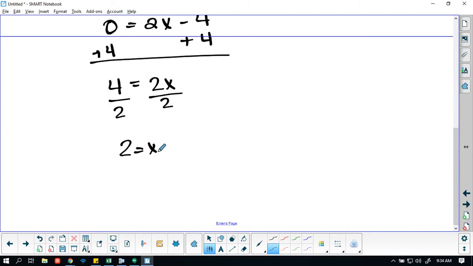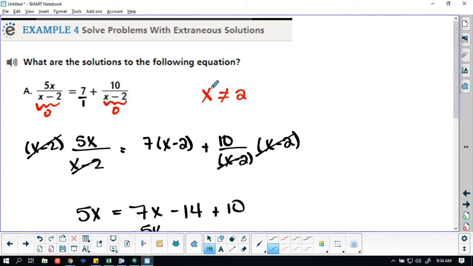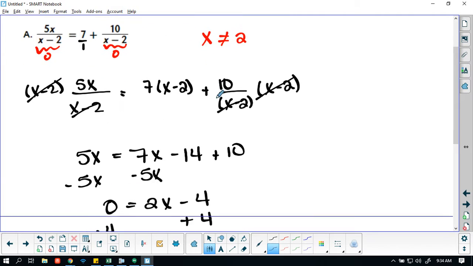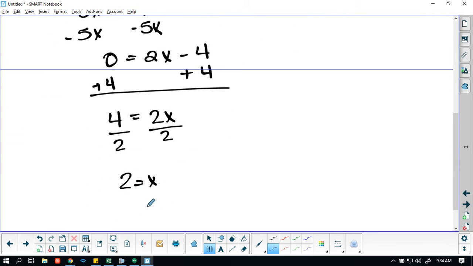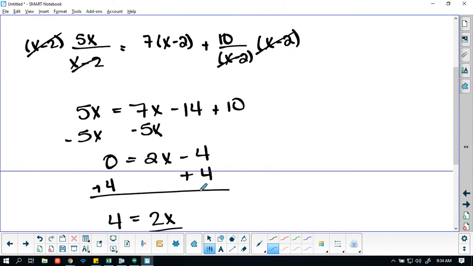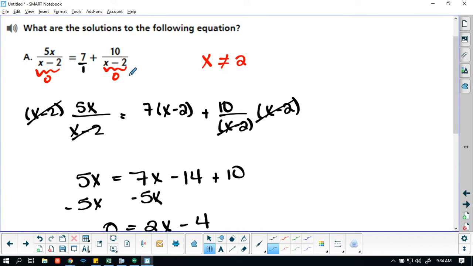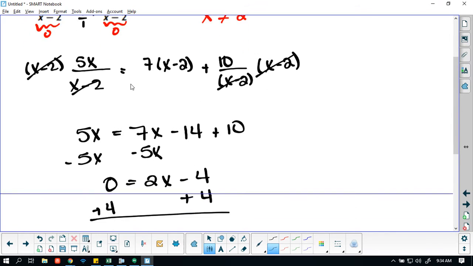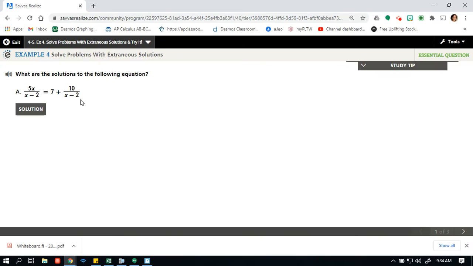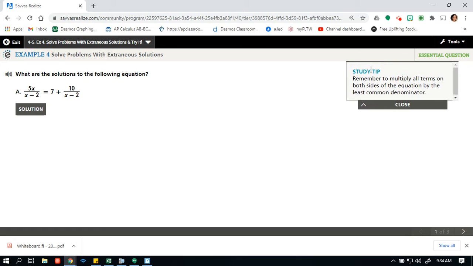Well, now here's the thing. At the very beginning, we said that x cannot equal 2. And so, because this is an extraneous solution, we have no solution. There is no solution to this problem that will make this equation true. So this equation has no solution. All right, let's see this study tip. Remember to multiply all terms on both sides of the equation by the least common denominator. That's what we did.